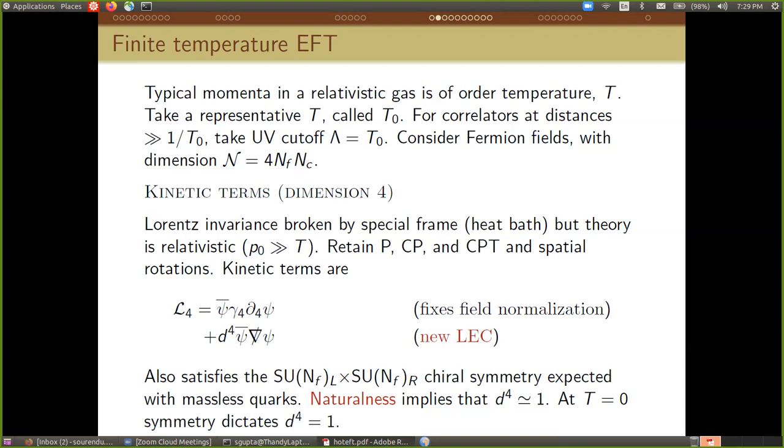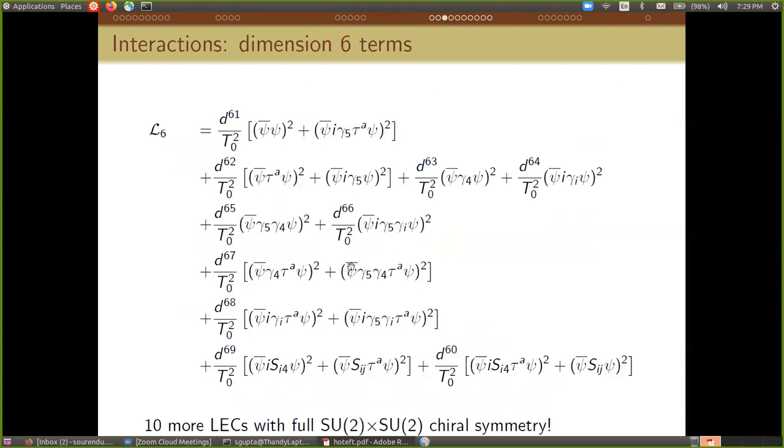Now, if I want to write an interacting theory which contains only fermions, then the next thing that I should look at is dimension 6 terms. And that's what the interactions look like. For the dimension 6 terms, there's a chiral symmetry. So the scalar term and the pseudoscalar term have come with the same coefficient here. Similarly, that symmetry dictates relations between various other terms. Instead of just the scalar bilinear and the pseudoscalar bilinear, I have to write down all possible bilinears which have dimension 6 and are invariant under the symmetry.